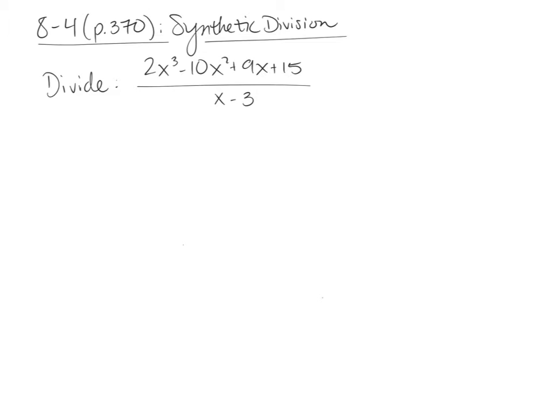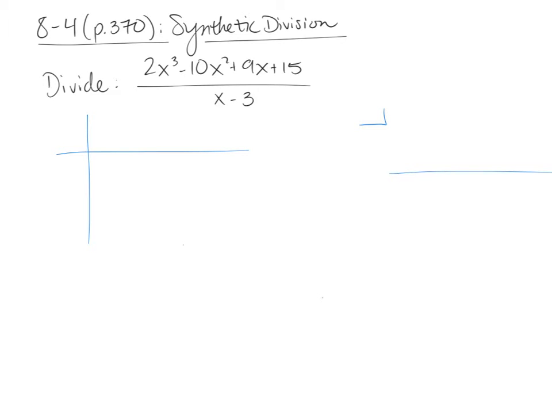So, let's look at a quick example. What I have on the screen currently says divide 2x cubed minus 10x squared plus 9x plus 15 by x minus 3. If you look at the book, it does set it up a different way. There's multiple ways to set up synthetic division. The way I will set it up looks like a long elongated T-chart. The way the book will have it, they'll have a little corner and then a line. Either way is completely fine, okay?